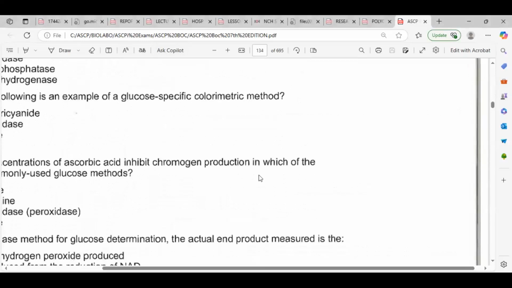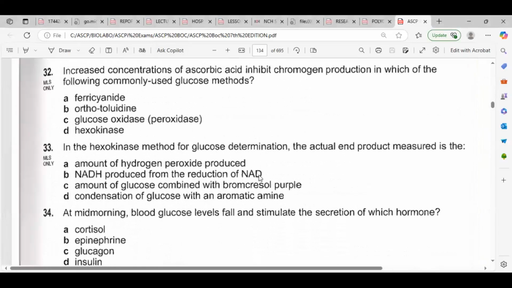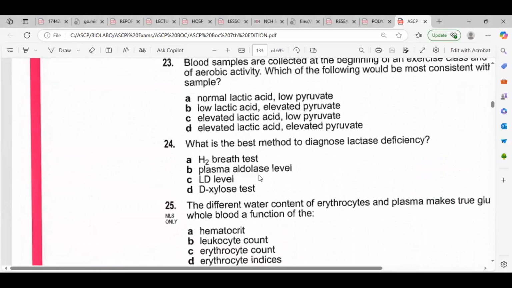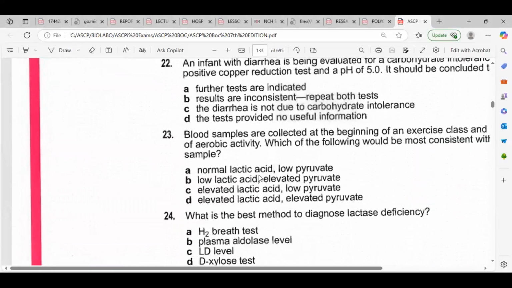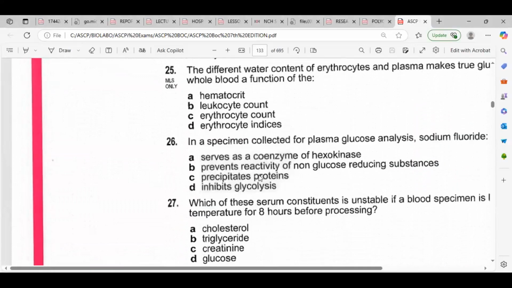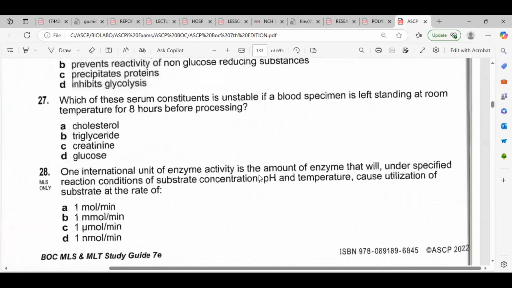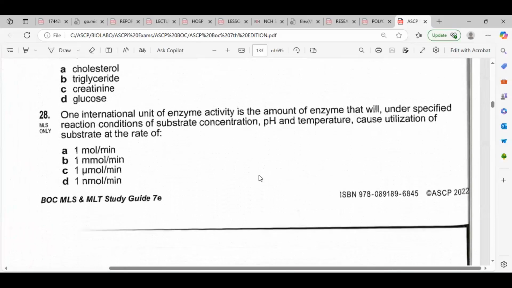Now I think the other side is enzymes. Enzyme is starting from where? Starting from here. Okay. Yes. Okay. Now it is about enzymes.